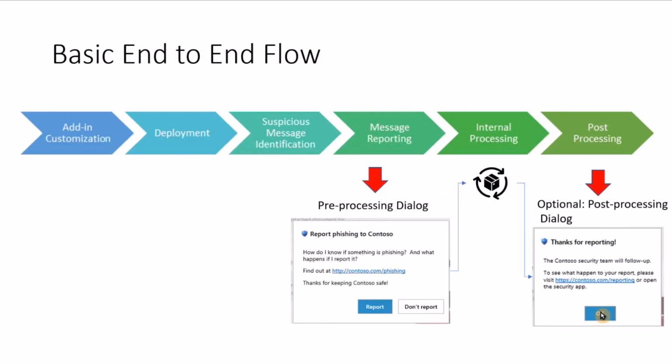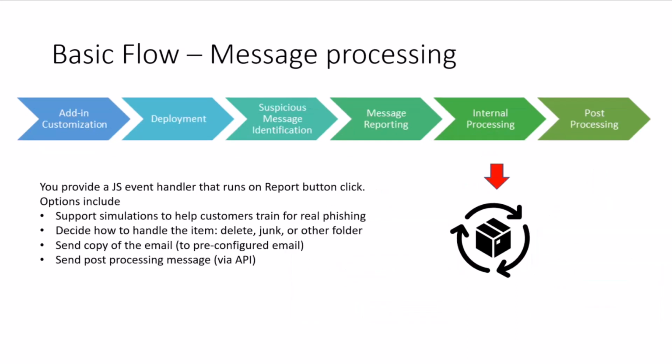As the user moves through this process, they'll see your reporting screen. When they click report, that kicks off an event that your event handler can listen for, and then you can do some processing on your end, whatever you need to do. And then optionally, you can display a post-processing dialog, which we've heard good feedback from IT admins that it's nice to thank the user and tell them that we appreciate them being a good corporate citizen and helping against the phishing problem. So let's talk a little bit about what options you have for internal processing.